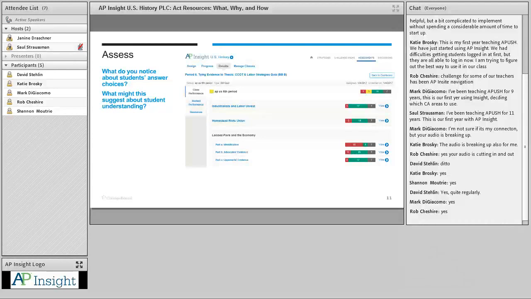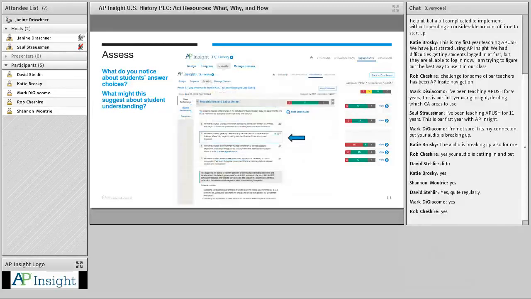There are 3 questions on this particular assessment. 2 are multiple choice questions, and the third is a short answer question, which is pretty typical of the building block quizzes, although some are only multiple choice, as you know. We'll look specifically at the first multiple choice question, which has to do with industrialists and labor unrest. Let's take a look at that.